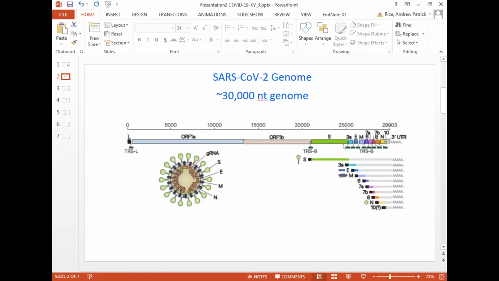At the 3' end of the genome are the proteins that are required to bind and enter a cell. The S spike protein that we've heard about, also the 3A, envelope, and membrane proteins are involved in generating the virus particles. So if one deletes those, you can't produce infectious virus. At the very 3' end are a number of open reading frames that are likely involved in countering innate immunity.